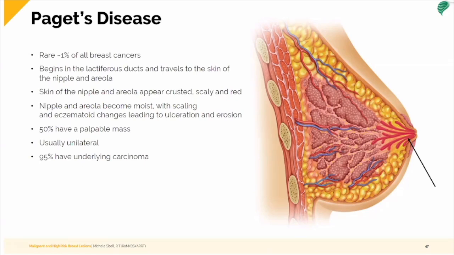Patients may complain of itching, which can also lead to ulcerations and erosion of the skin around the nipple and areola. 50% of patients will complain of a palpable mass in the subareolar region. The finding is usually unilateral, and 95% of patients will also have an underlying carcinoma, such as DCIS.